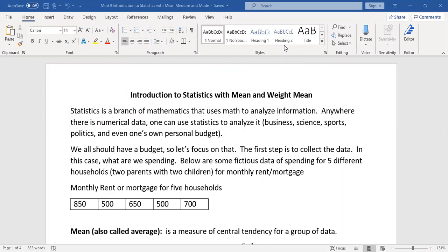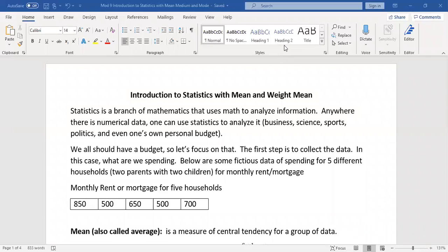Statistics is a branch of mathematics that uses math to analyze information. Anywhere there is numerical data, one can use statistics to analyze it. Business, science, sports, politics, and even one's own personal budget. We all should have a budget, so let's focus on that.